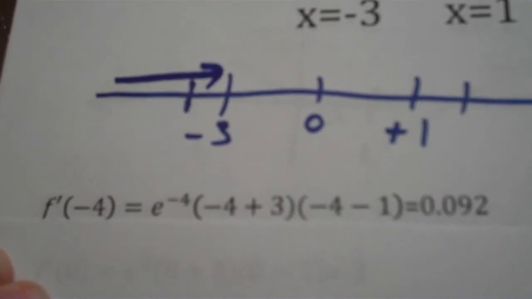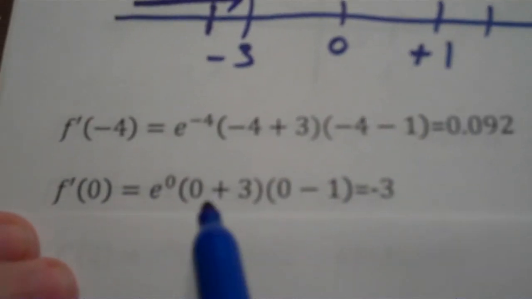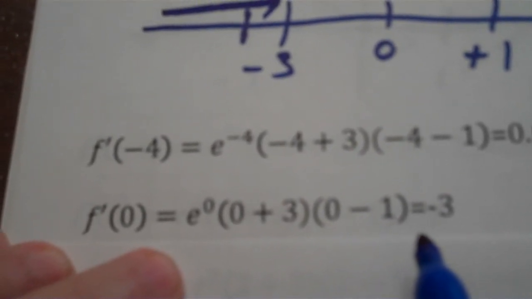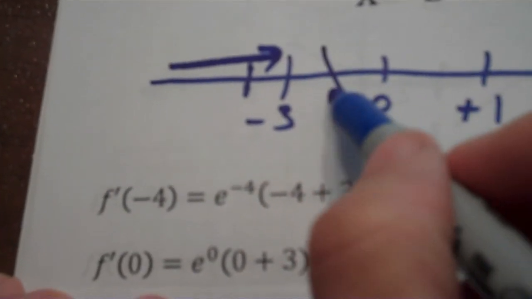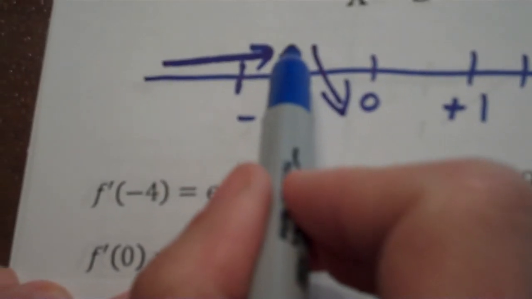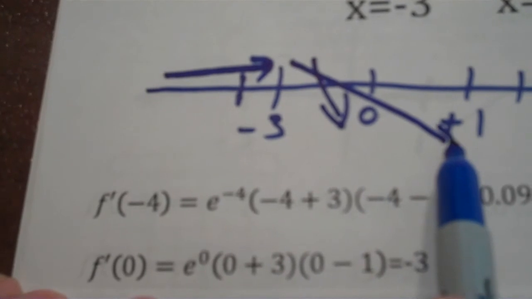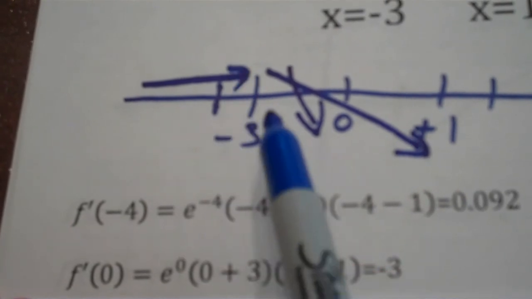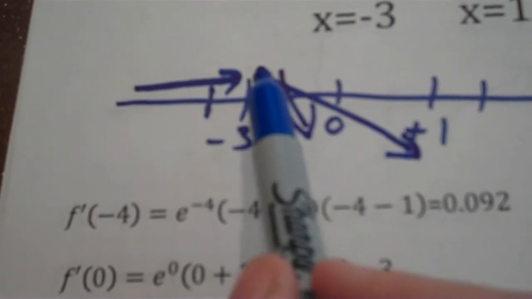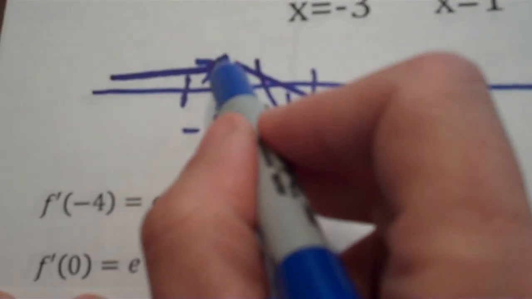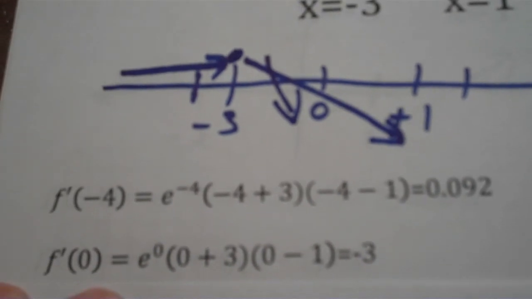Now let's plug in the 0. And I get e^0 times (0 + 3) times (0 - 1). And calculating that gives us a -3, which tells us that at that point it's going downhill. And I've sort of misrepresented that. Everywhere between -3 and positive 1, it's going downhill. So it was going uphill from negative infinity all the way till it hit that critical point at -3, at which point it turned and started going downhill. That automatically means that this point at -3 is a maximum.